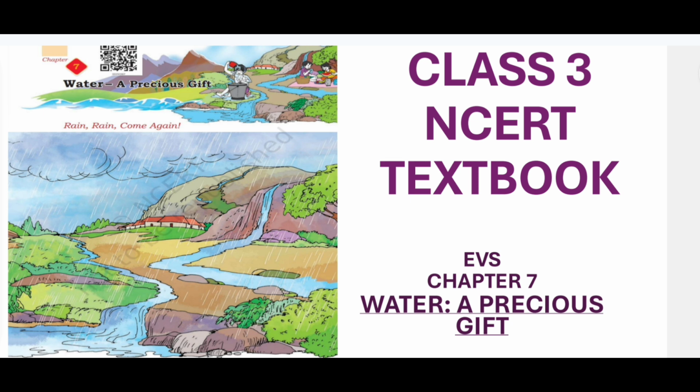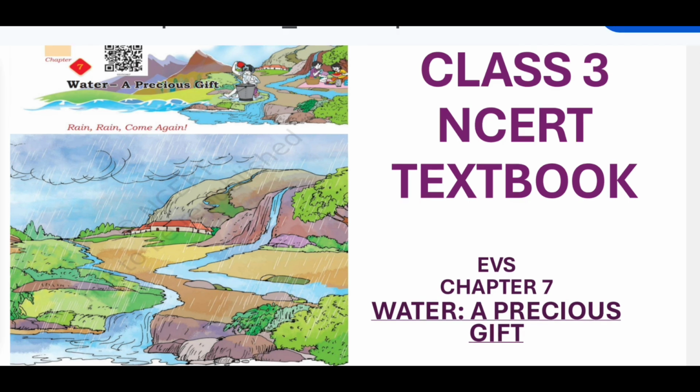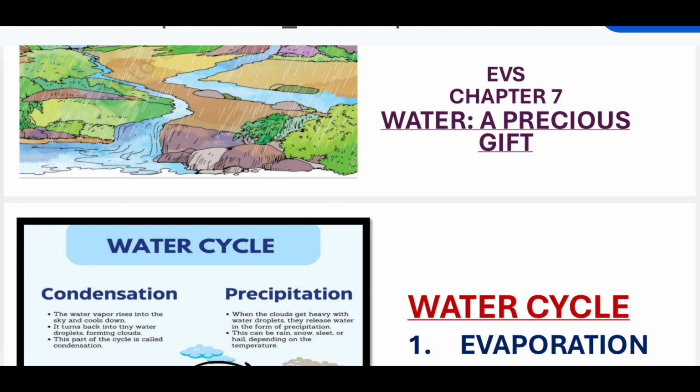Today, we will begin with chapter 7 from your EVS NCERT textbook of class 3. The chapter is Water, a Precious Gift. So all of you get ready with your textbooks. Open your page number 86. Now before we start with the chapter, let's recap the water cycle.